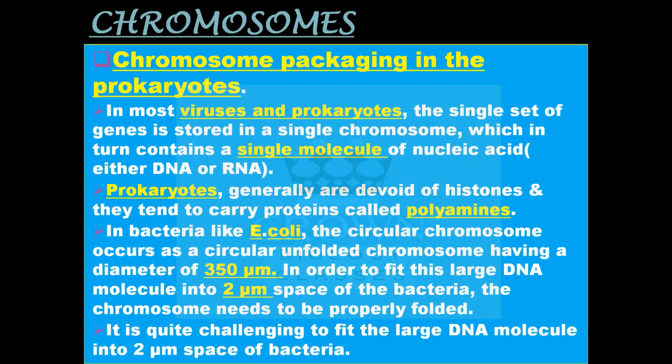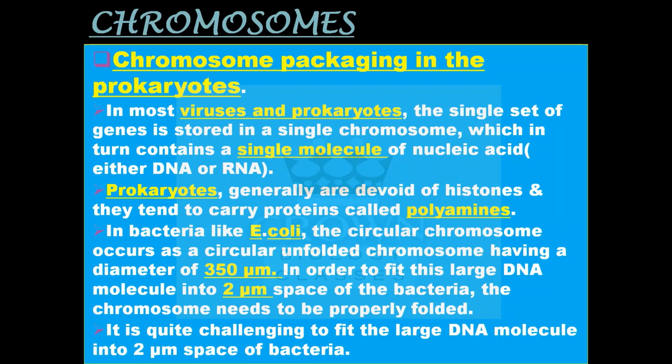Prokaryotes generally are devoid of histones. These histones are the characteristic features of eukaryotic genetic material. So prokaryotes do not have these histones, and in place of histones they carry proteins that are known as polyamines.